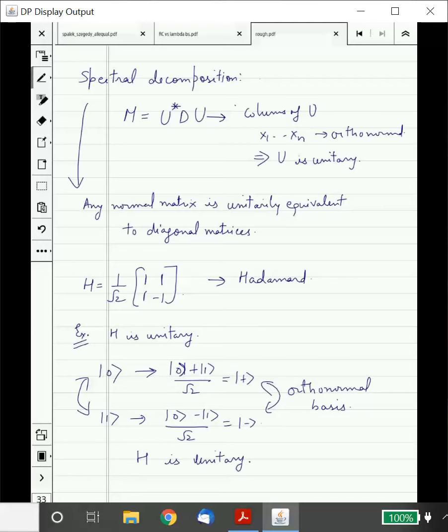I think we have learned all the basics required to define our second postulate. In the next video, we will see the second postulate, which will tell us what operators we can apply on a quantum system.